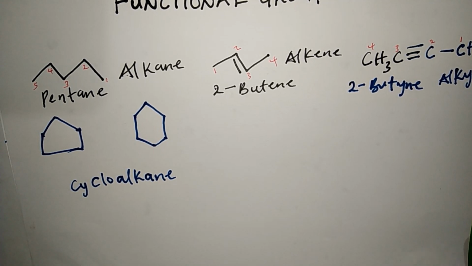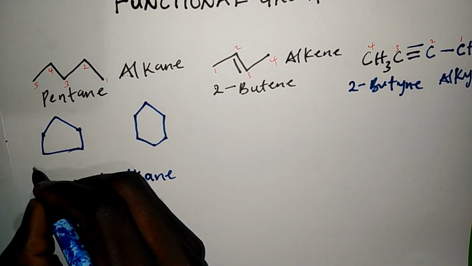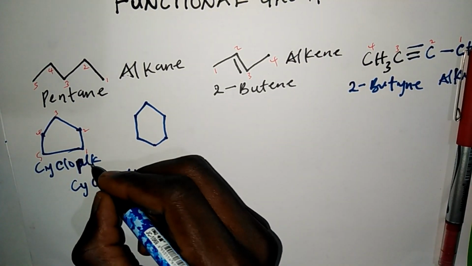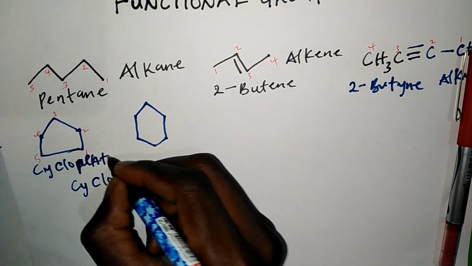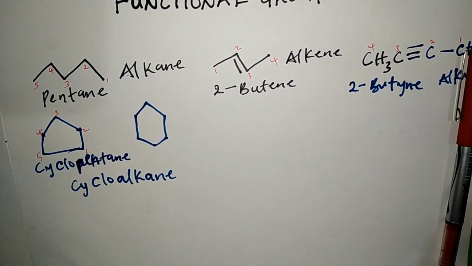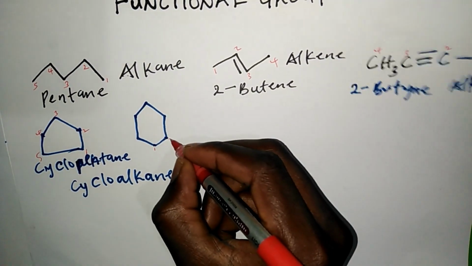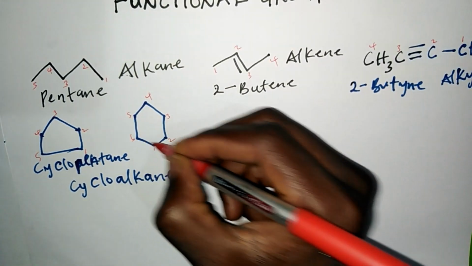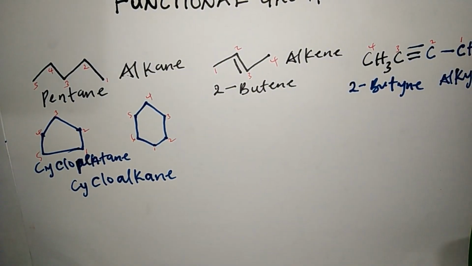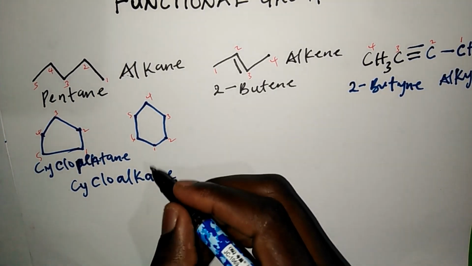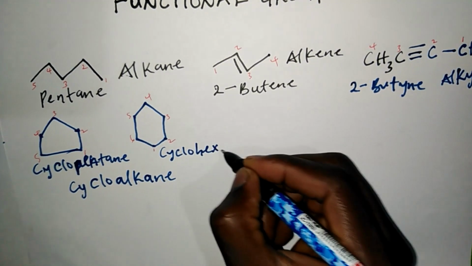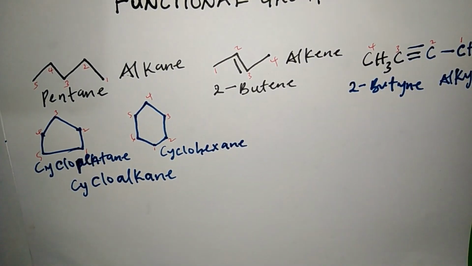For this first one, its name is cyclopentane. Now for this other one, we have 1, 2, 3, 4, 5, and 6. Therefore, you call it cyclohexane.